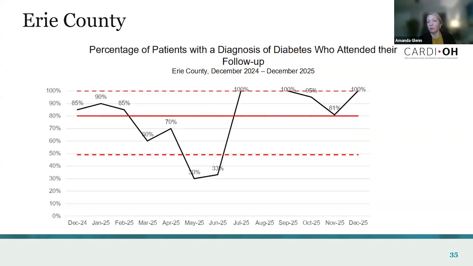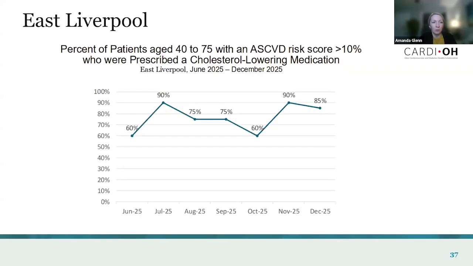We can move on to East Liverpool. Are you on to talk about, or I don't know who's going to talk about your process measure, percent of patients age 40 to 75 with a high ASCVD risk score greater than 10 who are prescribed a cholesterol lowering medication. Yes, I believe we already have discussed this graph.